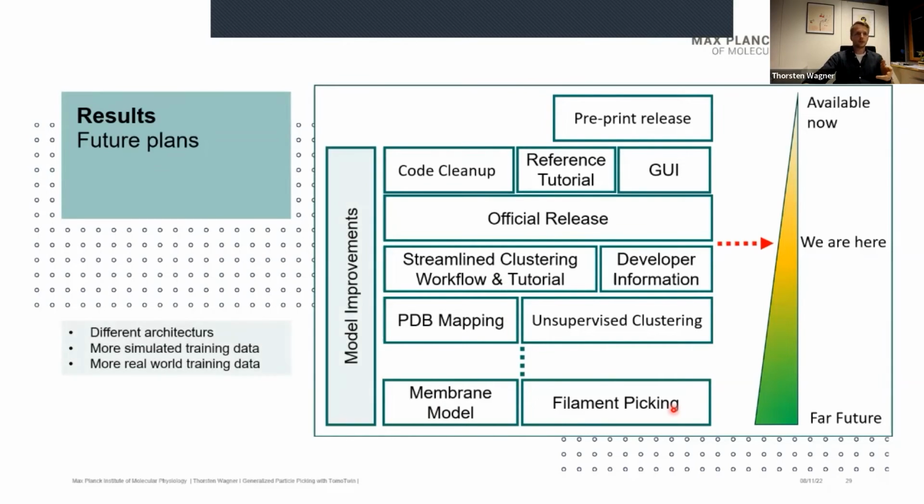And while we do this, we will constantly do model improvements. That means we could develop different architectures that might work better than the current one. We will add more simulated data and maybe also real-world training data.